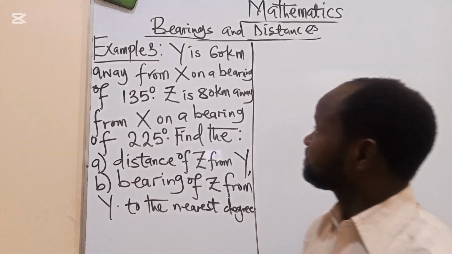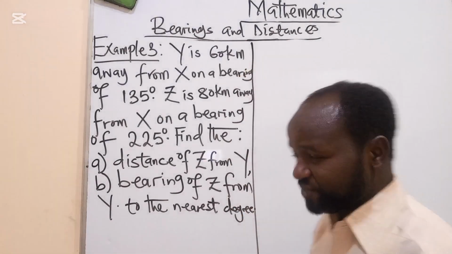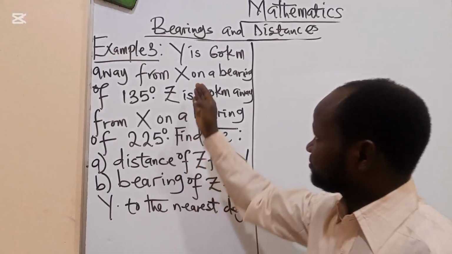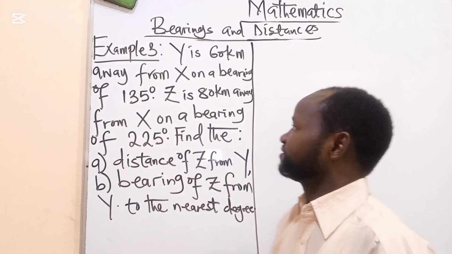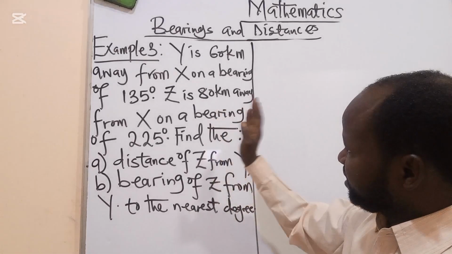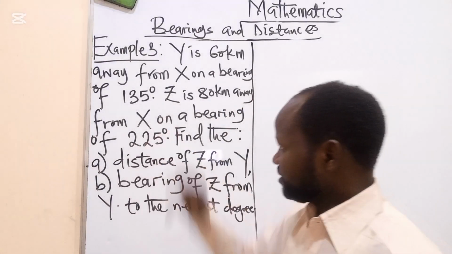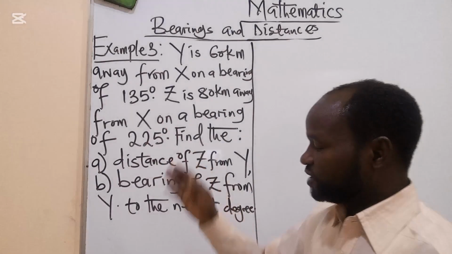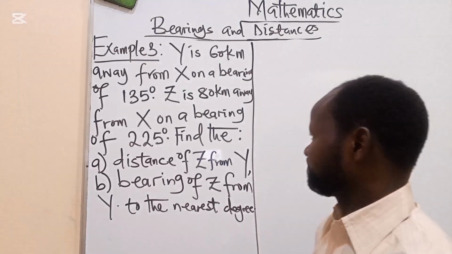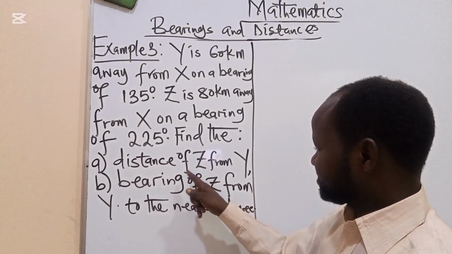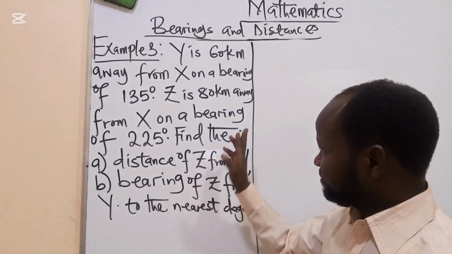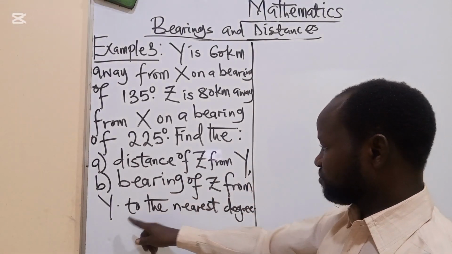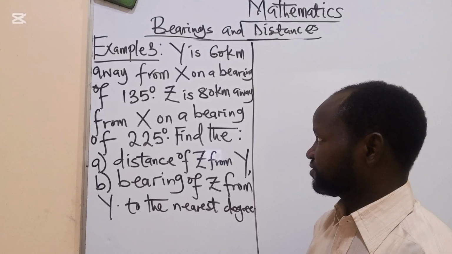The question reads, Y is 60 kilometers away from X on a bearing of 135 degrees. Z is 80 kilometers away from X on a bearing of 225 degrees. We are asked to find the distance of Z from Y, that's question A. B, find the bearing of Z from Y to the nearest degree.